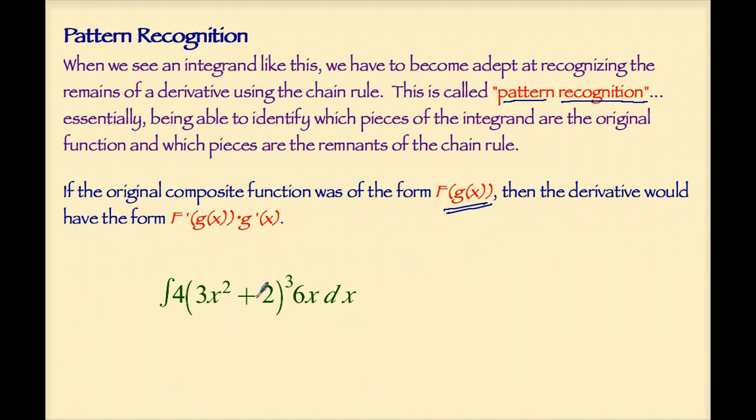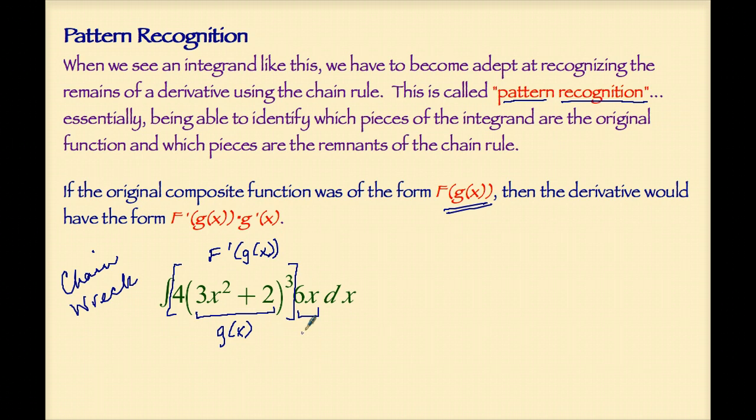I often call integrands like this a chain wreck, because you can see the remnants of the original function there surrounded by the debris, which is a result of using the chain rule. So in this case, we can see that this piece here must be the inner function g of x, which means this section is the derivative of the main function, f prime of g of x. That means this part right here must be the derivative of the inner function, g prime of x. And of course, the integral of this results in the original composite function, f of g of x.